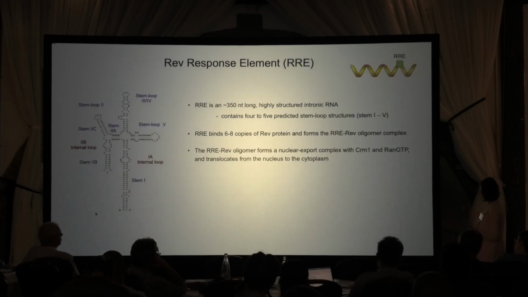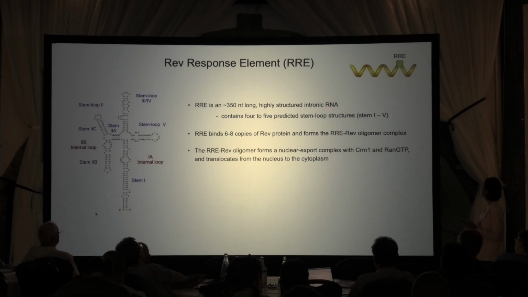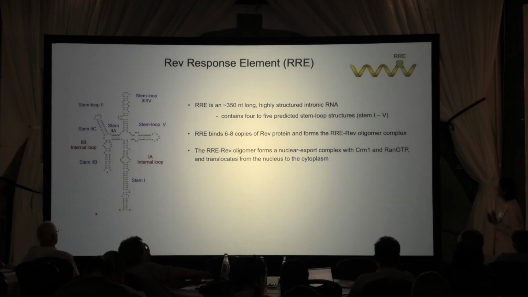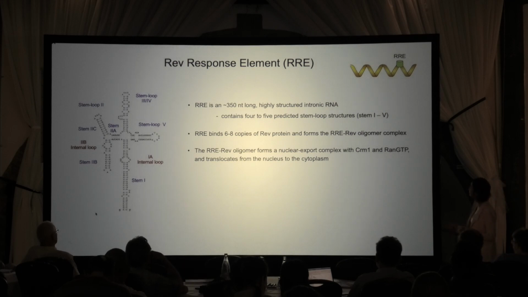The Rev response element is a 350-nucleotide-long, highly structured intronic RNA that contains 4 to 5 predicted stem-loop structures, stems 1 to 5. Here is stem 1, a really long double-stranded RNA. And then here is stem loop 2, which is a branch. And here are stem loops 3 and 4, and there's stem loop 5.